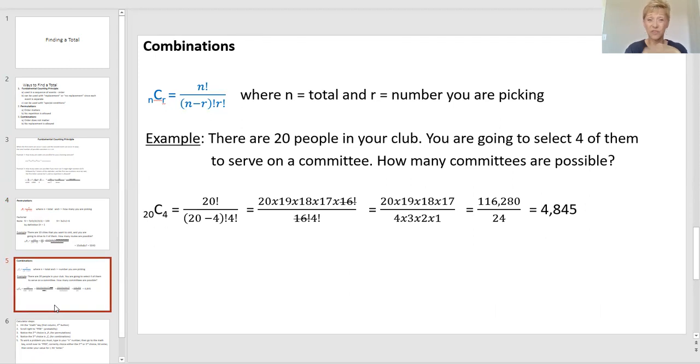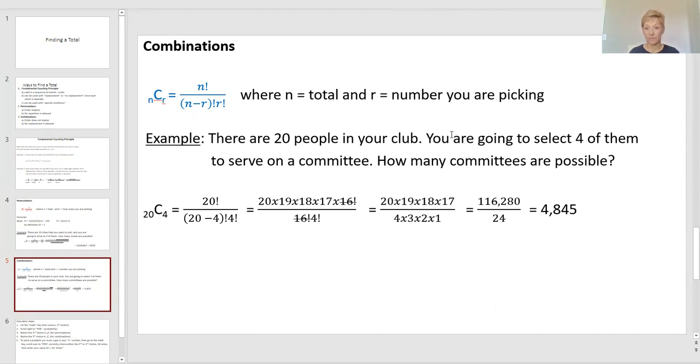Combinations, the formula looks almost the same. So you still got an N factorial and an N minus R factorial, but you got this extra R factorial on the bottom. All right, so N is still the total and R is still the number that you're picking. So here's an example. There are 20 people in your club and you're going to pick 4 of them to serve on a committee. How many committees are possible?